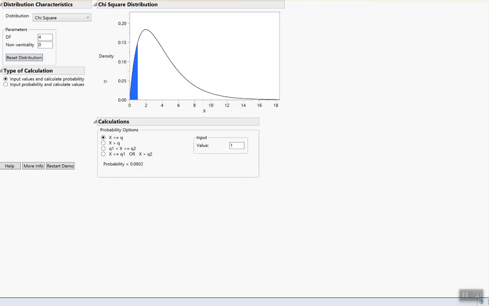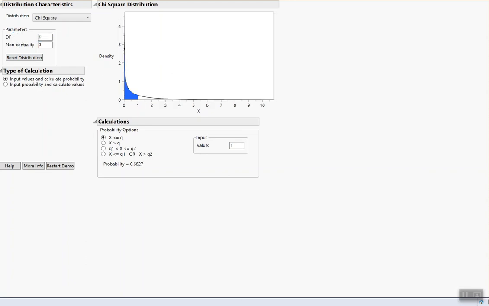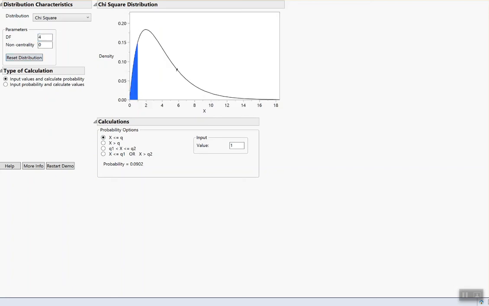So 1 degree of freedom will look like what we saw on the applet, where we have this vertical asymptote at 0, and then it gets flatter and flatter as it goes out. Whereas if you had, say, degrees of freedom 4, you're going to have this hump on the left side, still skewed right. And as your degrees of freedom gets bigger, it would actually get more symmetrical.